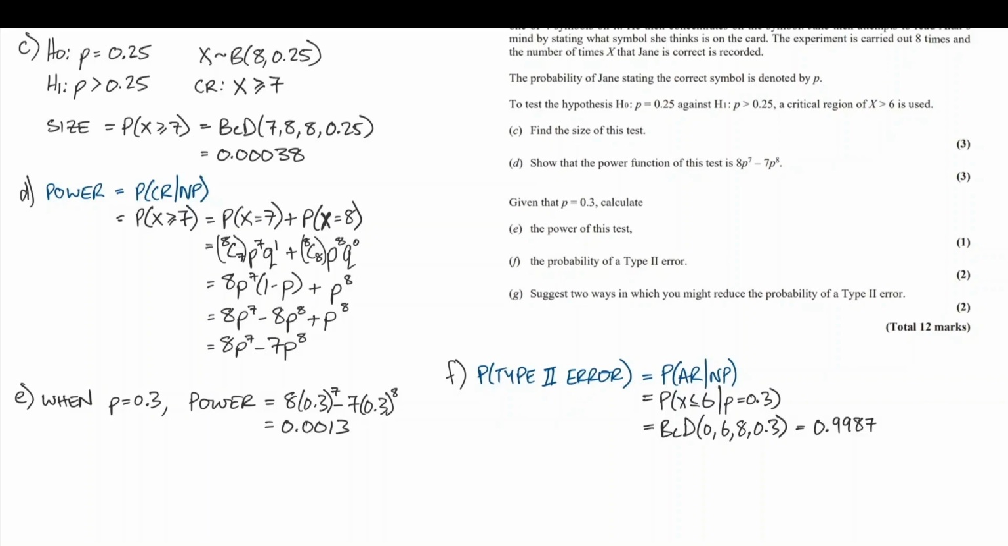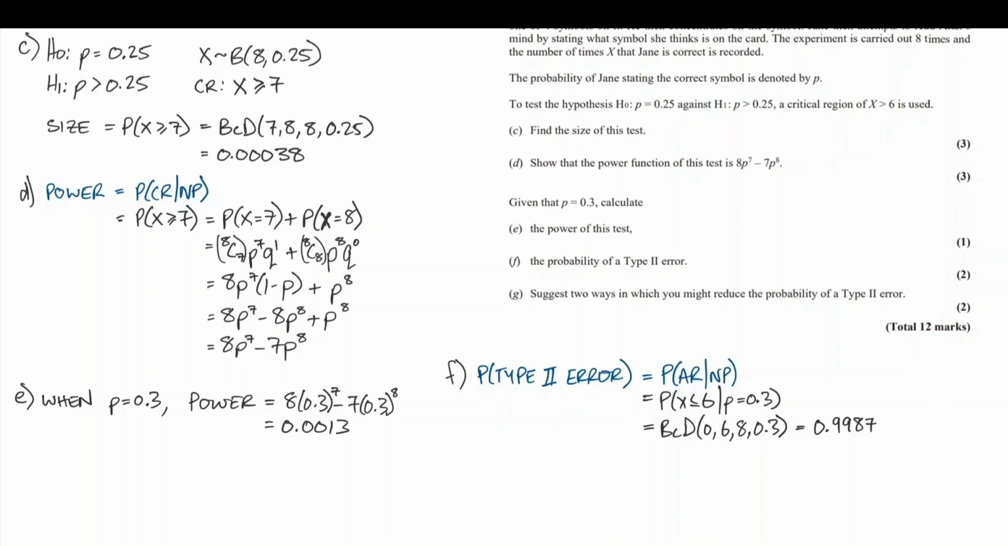Do be on the lookout though, because we should know that the power and the type 2 error add together to give us 1. They are exhaustive. They're both the critical region with the new parameter, and the acceptance region with the new parameter. So adding them together should give us a probability of 1. We could have done 1 minus the power to get the probability of the type 2 error.